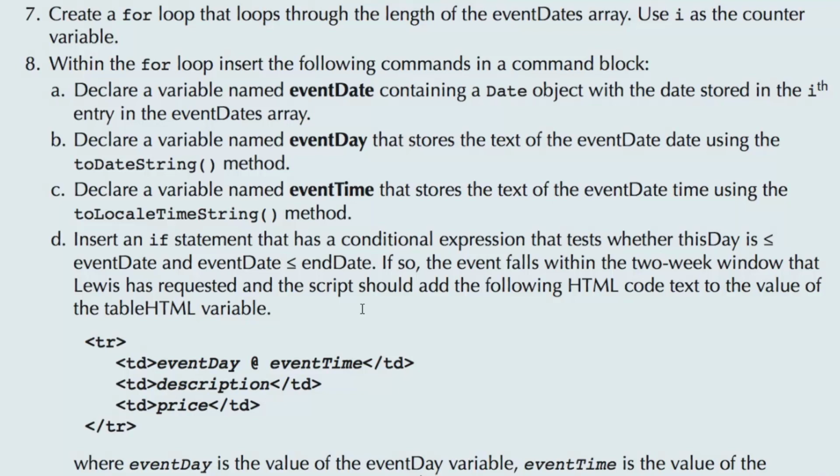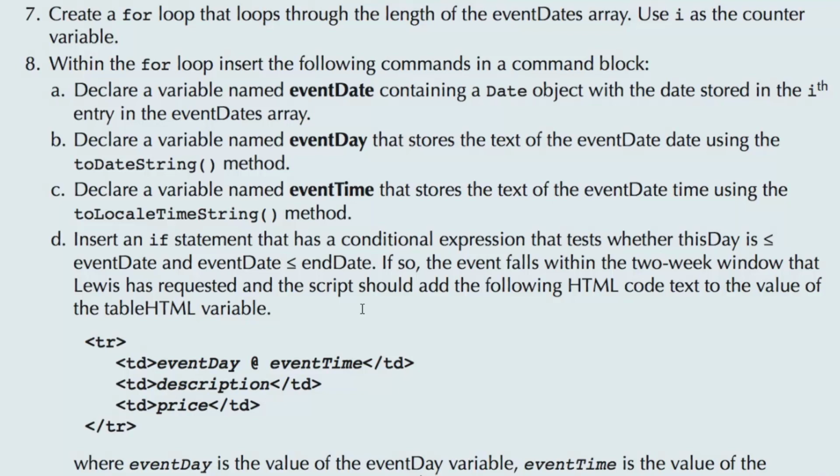So if both of those expressions are true, thisDay is less than or equal to the event date, and the event date is less than or equal to the end date, then the event falls within the 2-week window that Lewis has requested, and the script should add the following HTML code text to the value then of our HTML table.